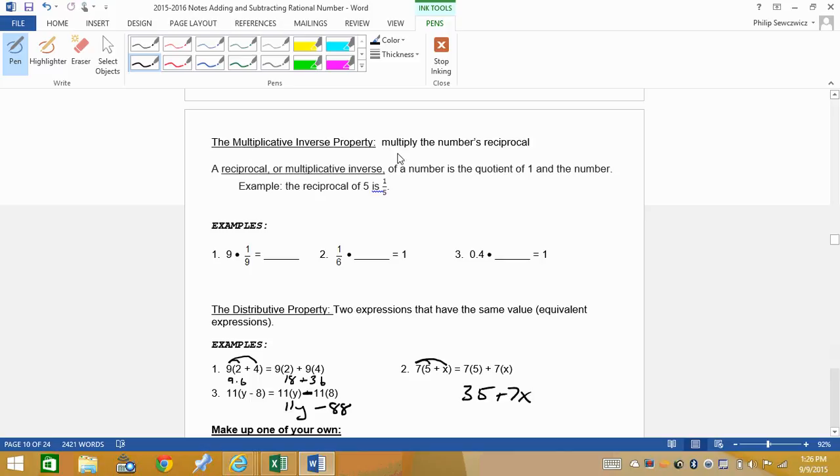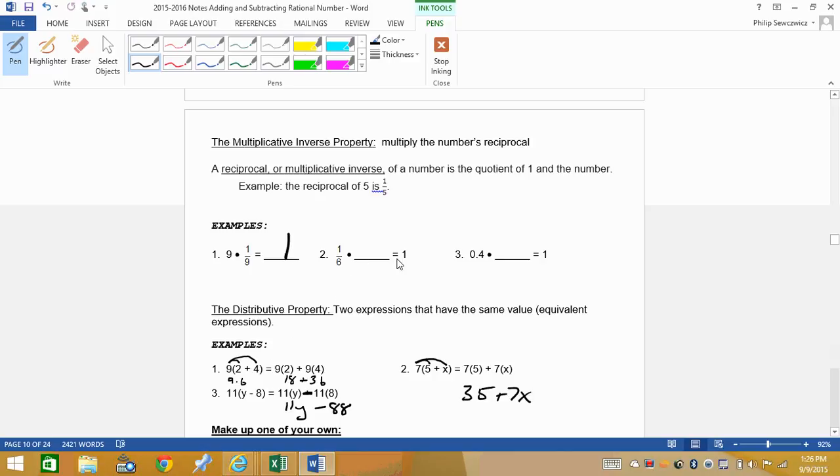So multiplicative inverse. This is when you multiply the numbers' reciprocals. I like saying that word. Multiplicative inverse. Go ahead, say it. But when you multiply a number by its multiplicative inverse, the answer is always 1. And another word for multiplicative inverse is reciprocal. So if you notice 9 and 1/9, 1/9 is the reciprocal of 9. They are multiplicative inverses, so your answer is always going to be 1.